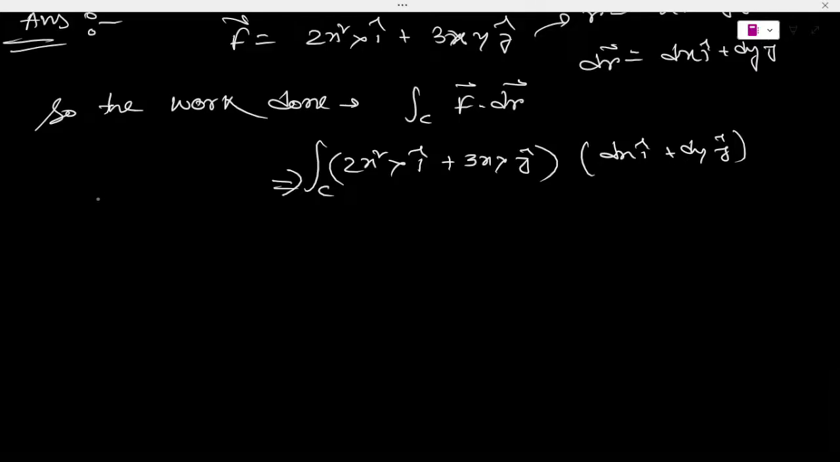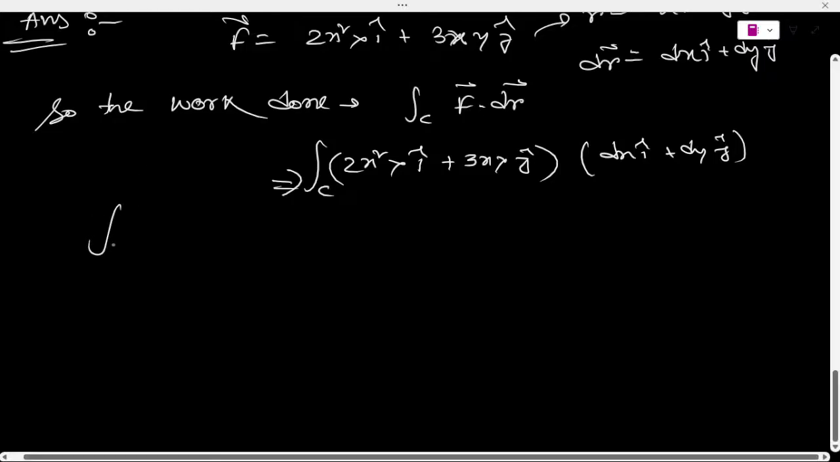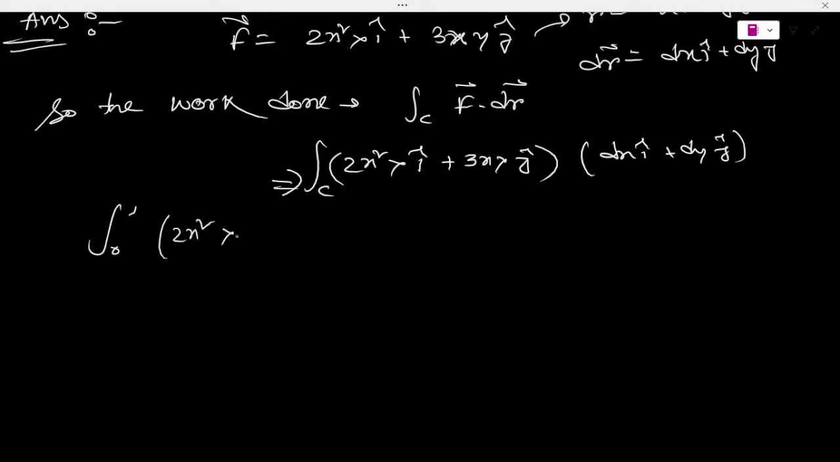After that, putting the values of y and dy, we get the integration from 0 to 1 of 2x²y, where y is 4x², so 8x² dx, plus 3x into 4x² into 8x dx. This is what is represented, and after that the result will come out.